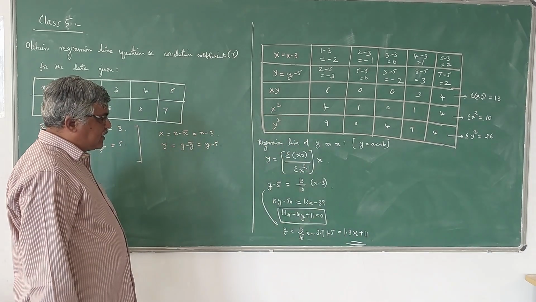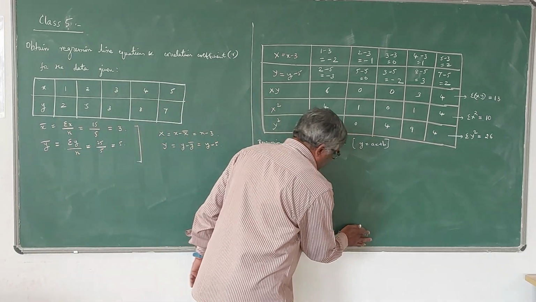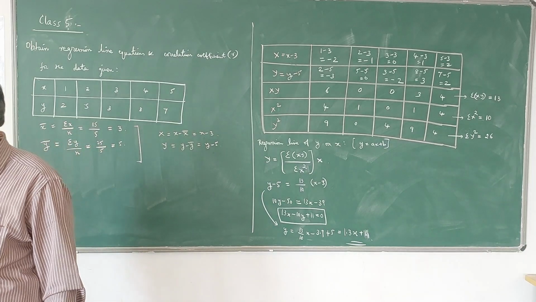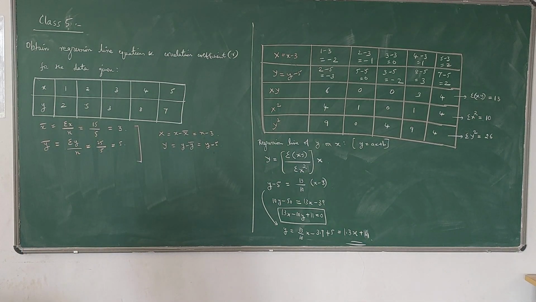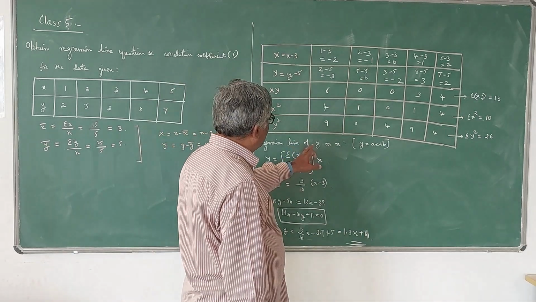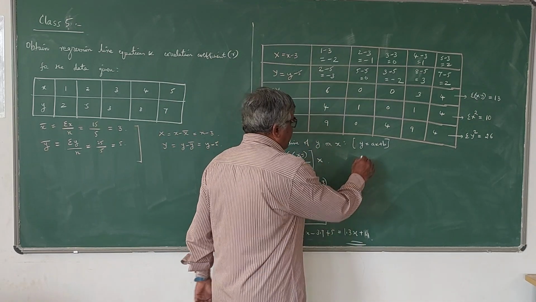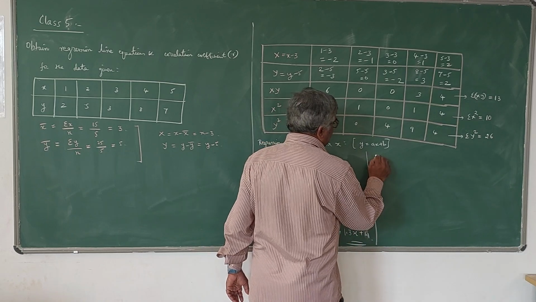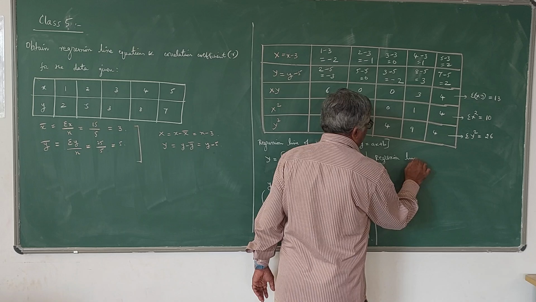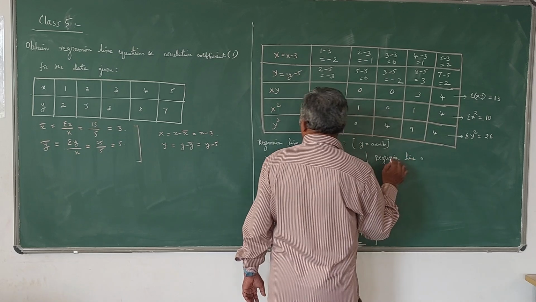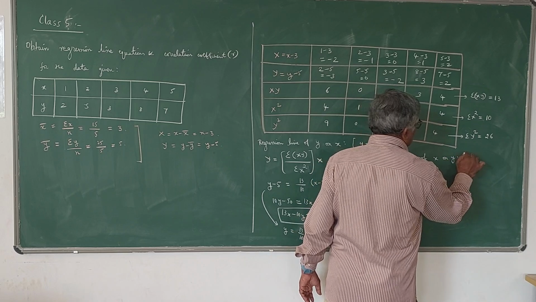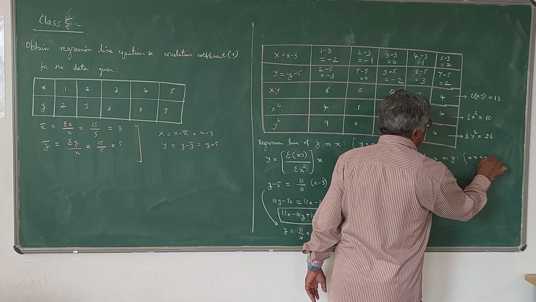y = 1.3x + 1.1. So that is the regression line of y on x. If you want the regression line of x on y, it is X = ay + b.